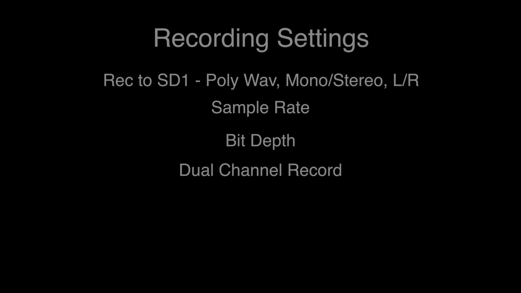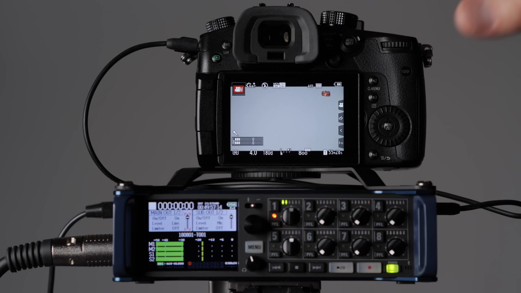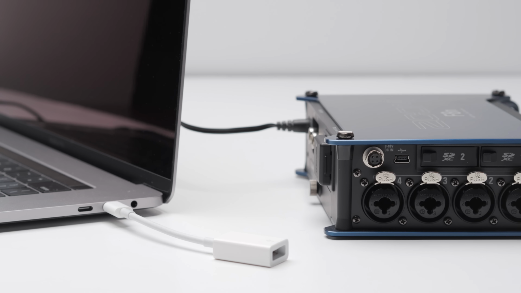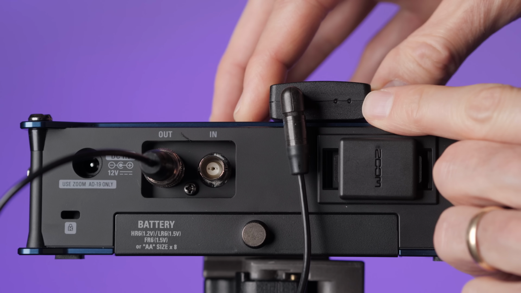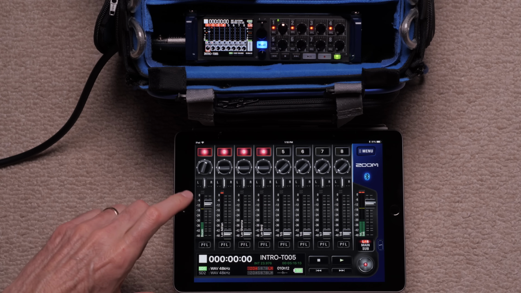We'll show you how to send audio to a camera from the F8 so that you don't have to sync in post. We'll cover the basics of using the F8 as an audio interface with your computer or laptop. We'll show you how to set up timecode so that you can simplify the process of syncing your video to your audio in post. We'll cover the Control app, which works with iPhones and iPads.